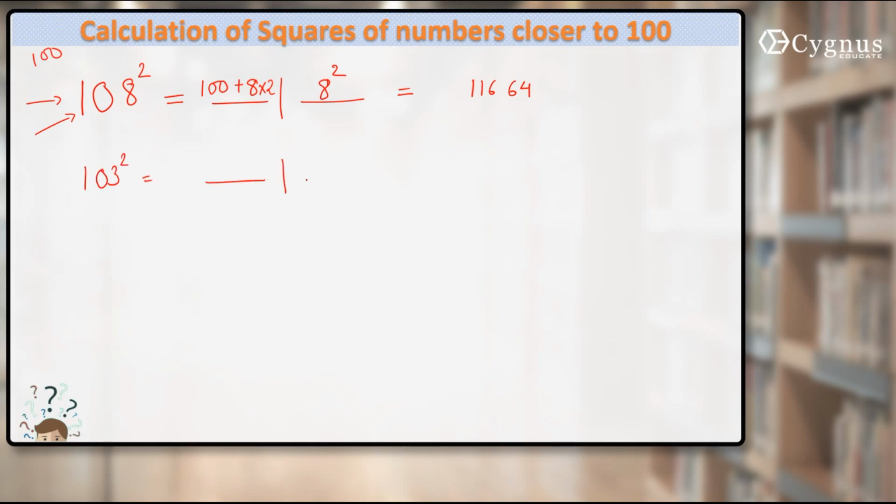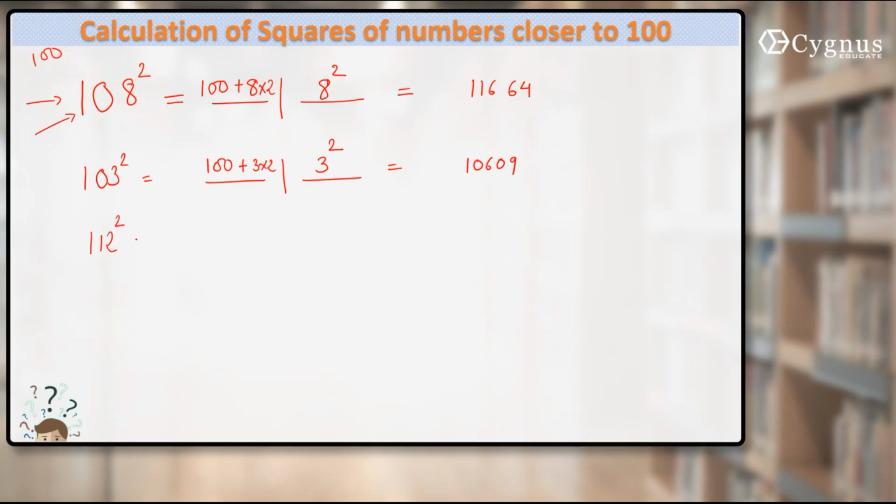Let's say a number is 103 square. So let's put it directly. The second part of the answer becomes 3 square. First part, 100 plus or minus. It's plus. Double of 3. So what's the final answer? It's 10609.